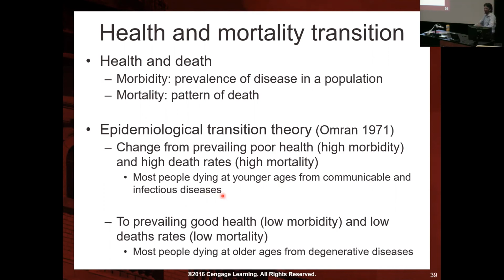And then you have a change in the prevalence of diseases. And in more contemporary societies, these societies start to have more good health, low morbidity, so it changes from high morbidity to low morbidity, and it changes from high mortality to low mortality, lower death rates. So nowadays, most people are dying at older ages from degenerative diseases.